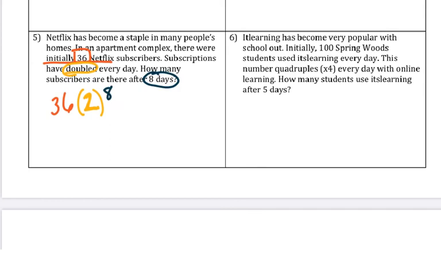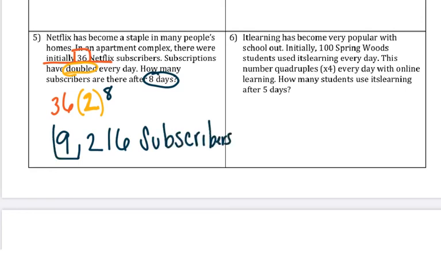So I raise it to the 8th power. That 8 is going to take that doubling and make it happen 8 times. So I type it in the calculator just like that. So I start with 36 subscribers. It's doubling raised to the 8. So now we end up with 9,216 subscribers. So we started out with only 36 people watching Netflix. Now we have 9,216. That's a big apartment complex with a lot of Netflix subscribers. Okay, when you're ready, try number 6.